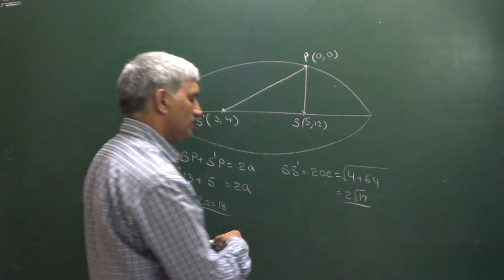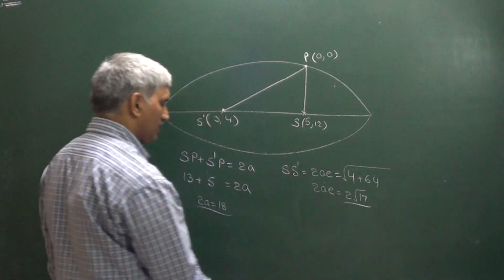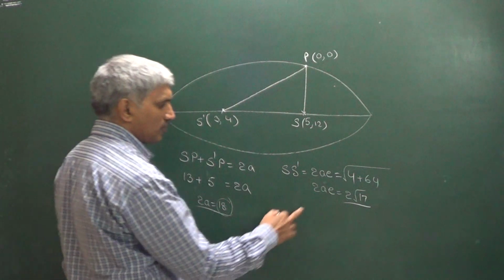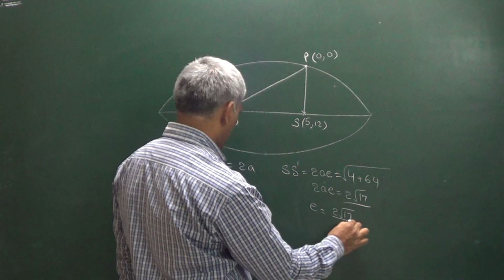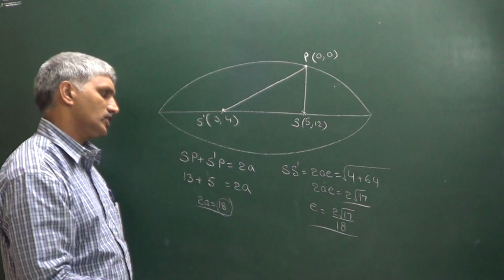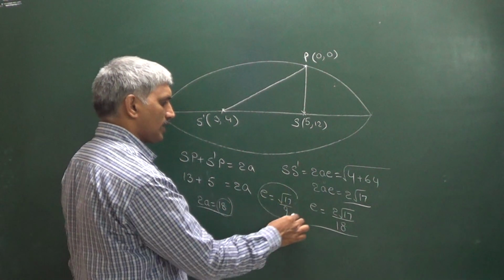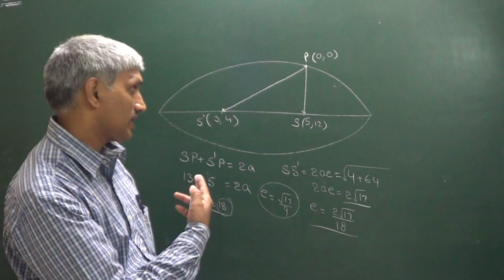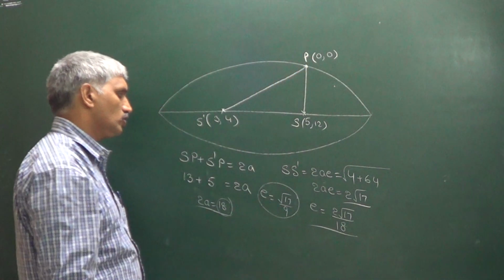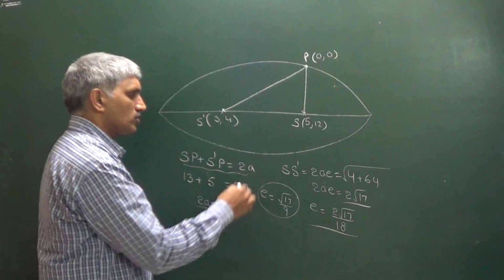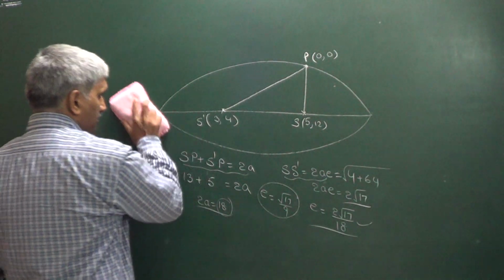2 root 17 is the distance between the foci. Sorry, we got the 2ae value as 2 root 17, and we got the information that 2a is equal to 18. Substituting here, we get e equals 2 root 17 divided by 18. That is the eccentricity, which we can write as e equals root 17 divided by 9. That is the eccentricity of an ellipse under the given conditions. The ellipse is passing through the point (0, 0). So this is the one condition we use, along with the distance between foci, and we got the eccentricity of that particular ellipse.